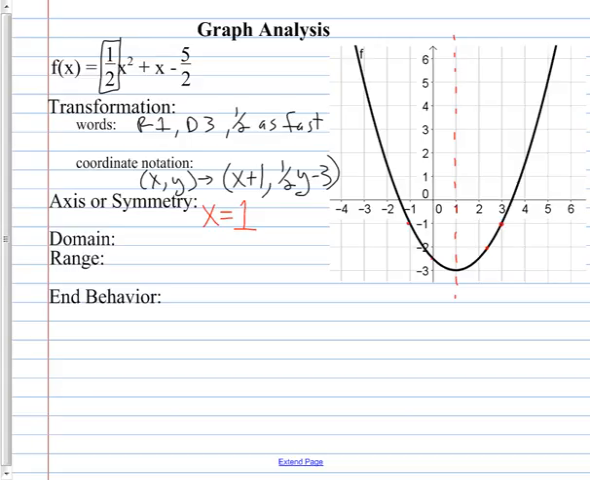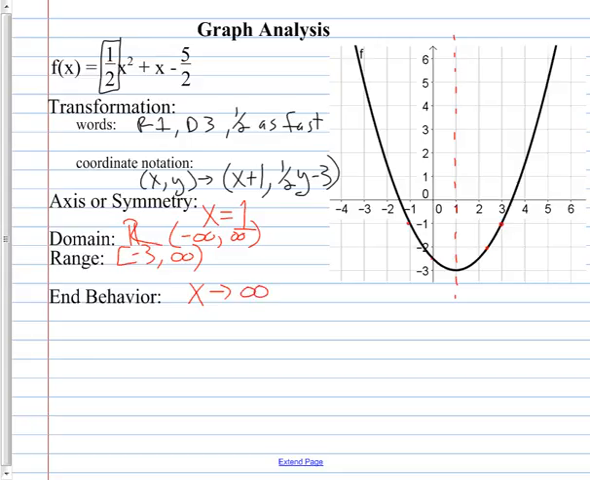So x equals 1. The domain of the quadratic, well, domain of any quadratic is all real numbers, -infinity to +infinity. And then the range, so those are the heights. In this case, it has a minimum of -3, and it doesn't have a maximum, so it just goes on forever, positively.